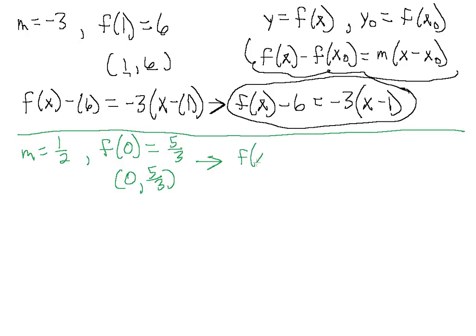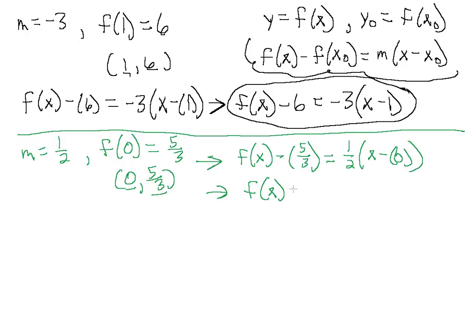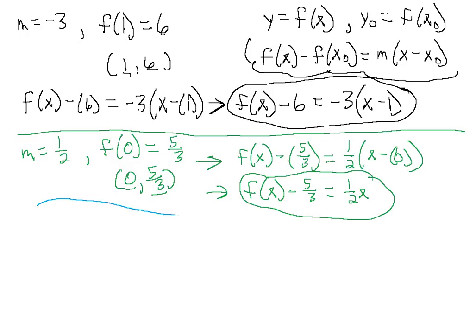So we have f of x minus f of x naught, which is 5 over 3, equals our slope, which is 1/2, times x minus x naught, which is 0. And we can just drop our parentheses in this one as well. f of x minus 5 over 3 equals 1/2, well, this is just 1/2 x. If we distribute this 1/2 into the parentheses, we'll see that we have a 0 term. So we can just write 1/2 x on the right.